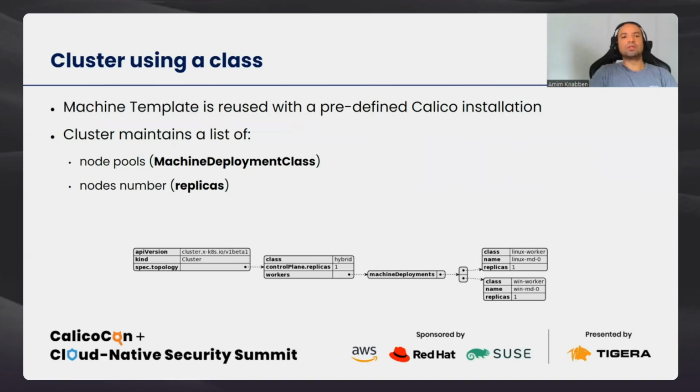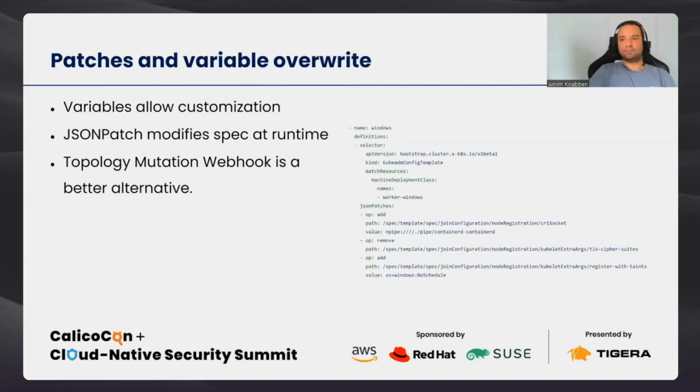You can call this a node pool. This node pool can have different numbers of nodes in the replicas field. So, machine templates are reused with a predefined Calico installation. With this new Cluster object in the management cluster, a new cluster will start and be created by your infrastructure provider.